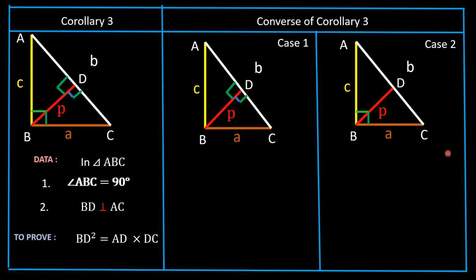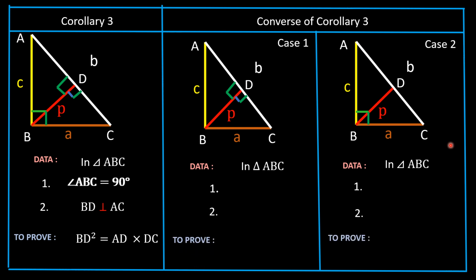So we shall now write down the data part for both. In case 1, we simply write it is some triangle ABC and never say it is a right angle triangle, because it has to be proved. Whereas for case 2, we write right angle triangle ABC, because this angle happens to be 90, that is by data. So what about the rest of the conditions? Two conditions we have to write.